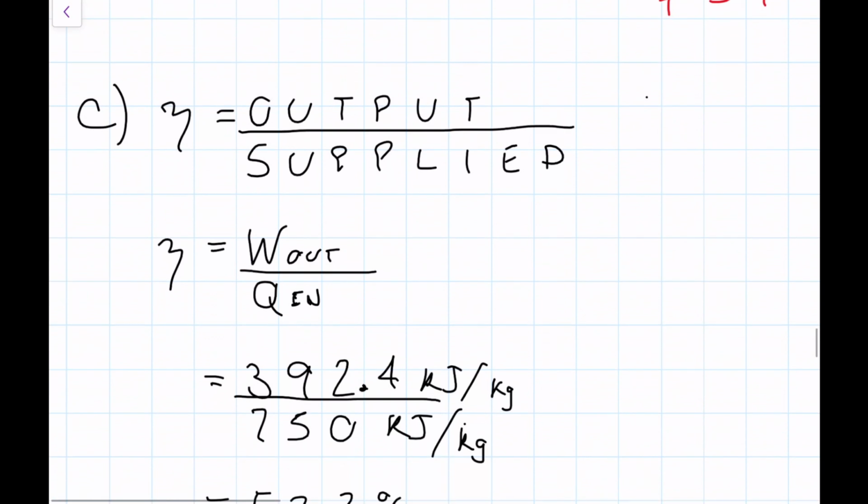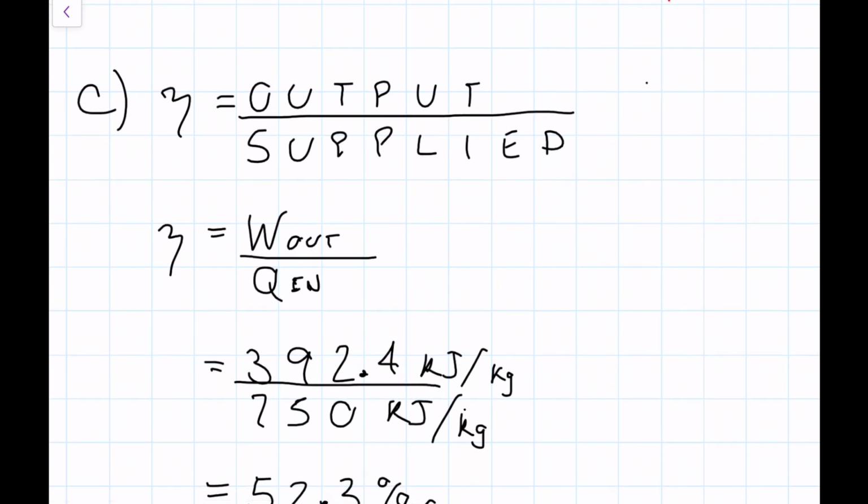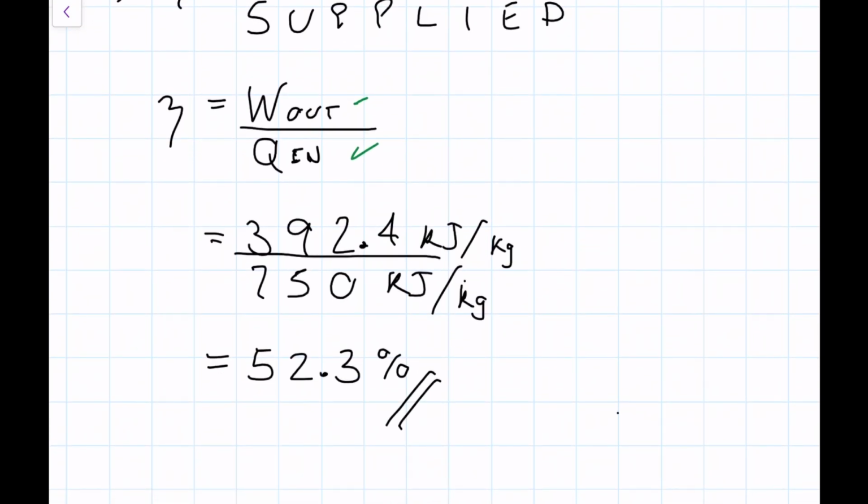Part C. Output over the supplied one, right? What is our output? Our work. What is supplied? Q in, right? That's the fuel that we're putting into our system. That's a battery for our car, battery for your cell phone, right? We have those values. Work out was 392, Q in is 750, so this particular cycle has an efficiency of 52.3%. Okay, brilliant.